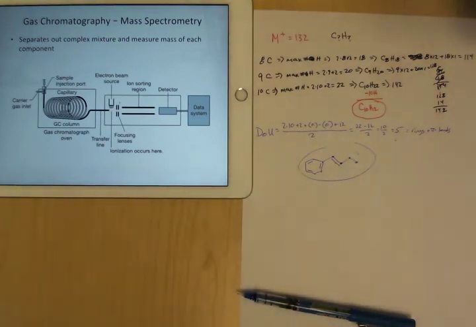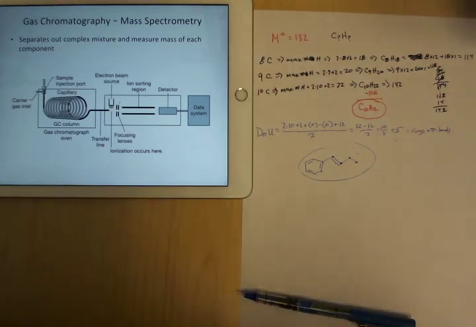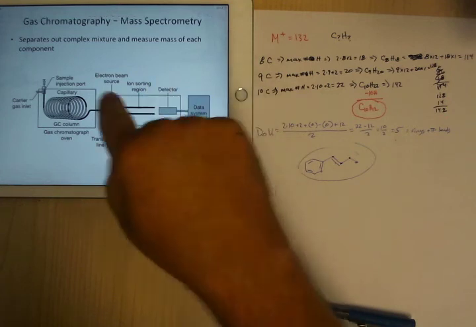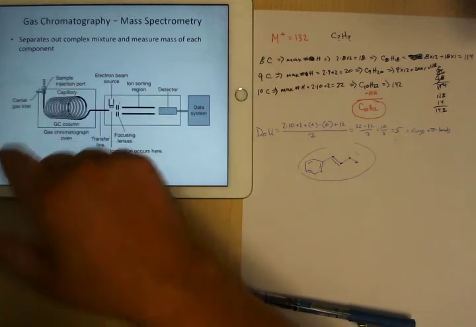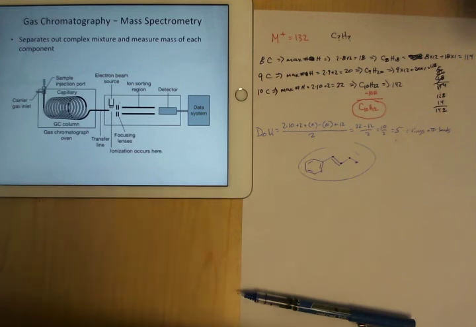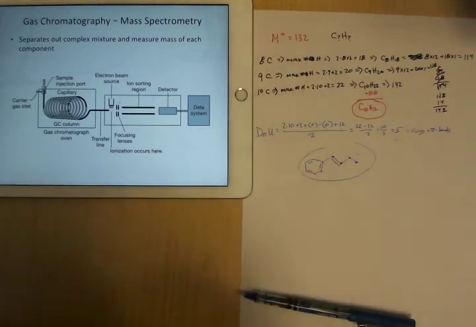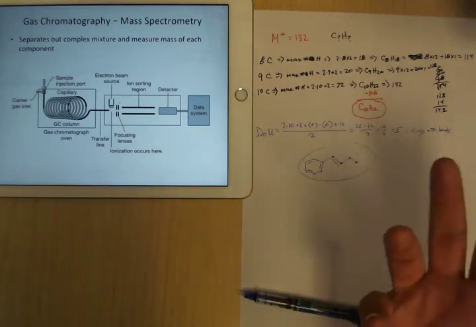Okay. So gas chromatography, mass spectrometry. You can combine these, and this is what's used to analyze complex mixtures. Before your mass spectrometer, you can put in either gas chromatography, or there's also liquid chromatography. Gas chromatography separates things out. So think about this: you have a bathroom scale, and you're at a marathon.